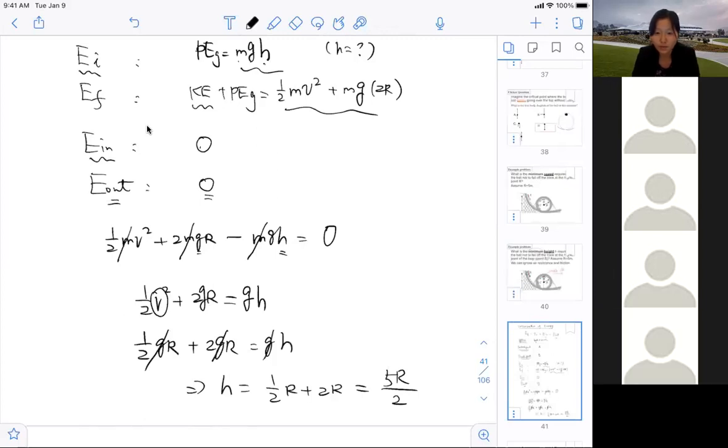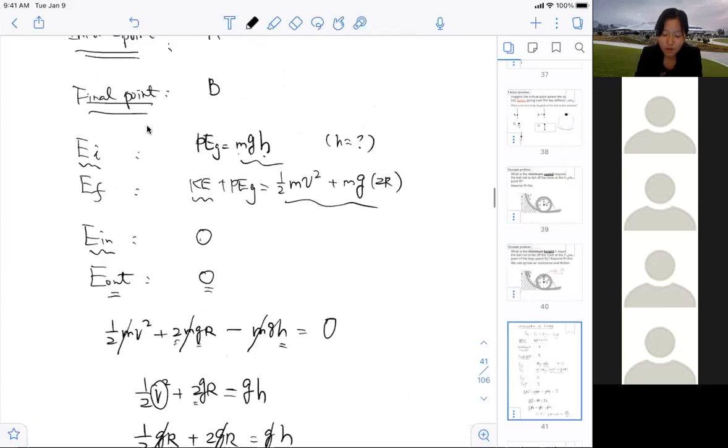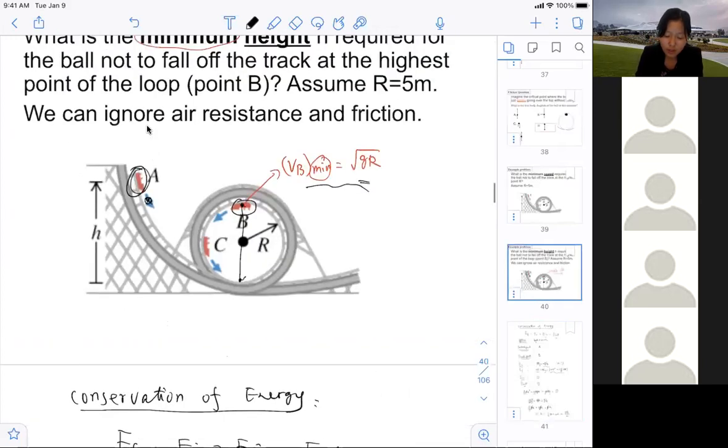Where did we get the 2R in E final? Where do I get this 2? Oh, this 2 comes from... I meant for the energy, the final on top, like you got 2R right there. Where did you get that? Because this is a radius.